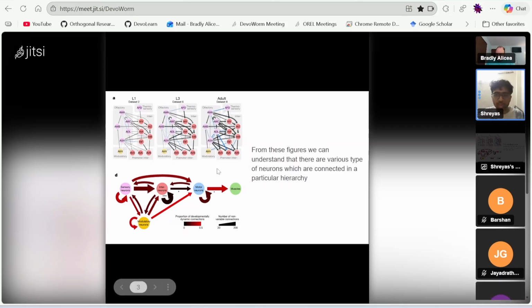Is this visible or should I zoom in? Yes, it's fine. Yeah, it's visible. It's fine. Okay, cool.